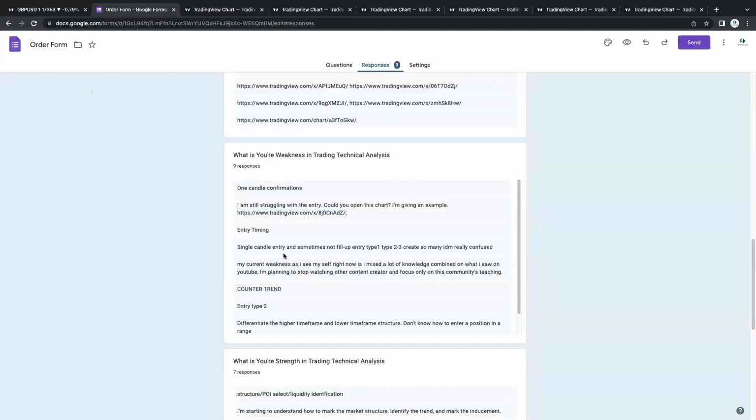Okay, the single candle entry timing, one candle confirmation. I'm struggling with single candle until sometime fill up. Okay, time 3. My current weakness is myself.